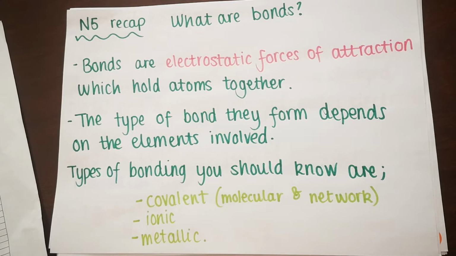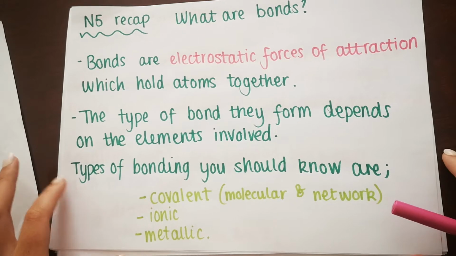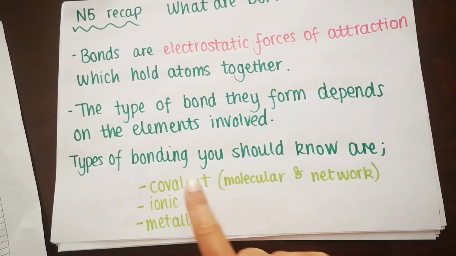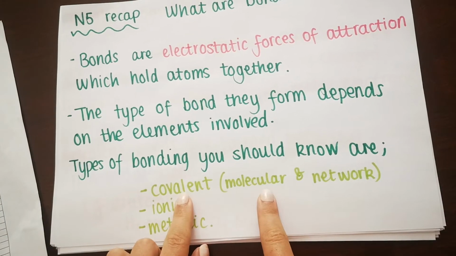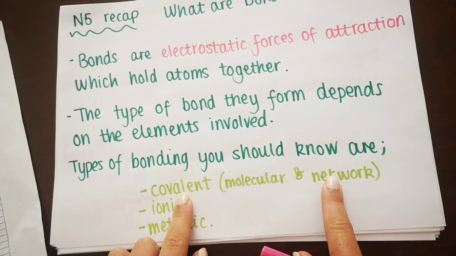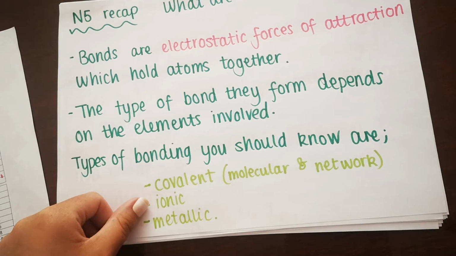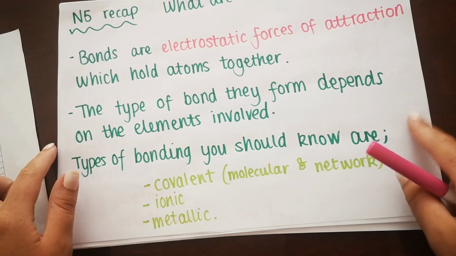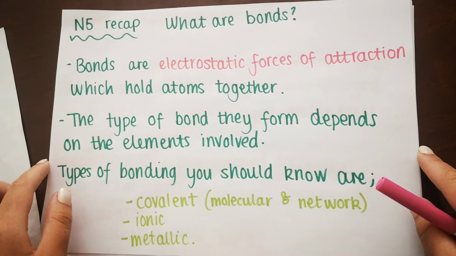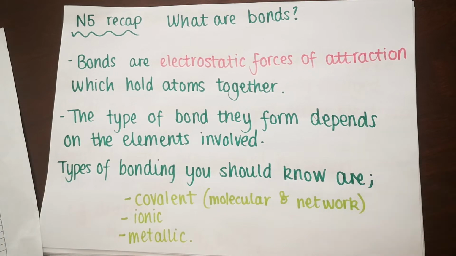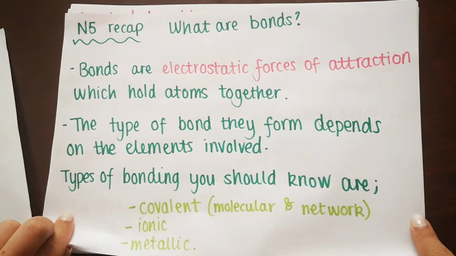And from National 5, the types of bonding you know are covalent, so you get covalent molecular and covalent network, ionic and metallic. Okay, so today we're going to be adding on to this knowledge. So we're going to be building on it. There's a little bit extra that you need to know at Higher than you do at National 5.